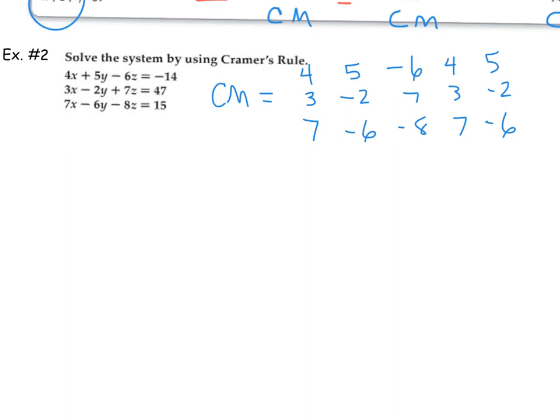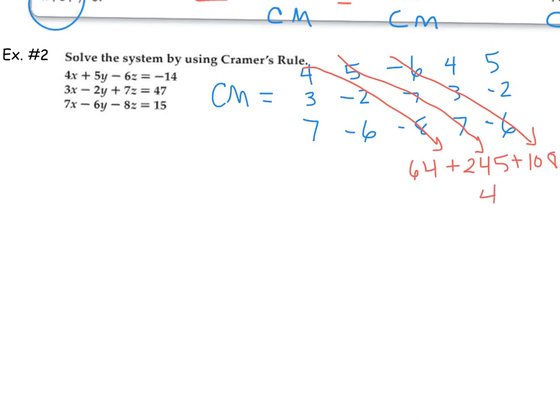Okay, so the down diagonals I'm going to do in red again. And these are the numbers I'm going to check. When we go through and do these, if you're not getting the right answer, you have got to have these numbers down. So 4, -2, and -8 would be 64. 5, 7, and 7 would be 245. And -6, 3, and -6 would actually be 108. So when I add those together, I get 417, and that would be my downs.